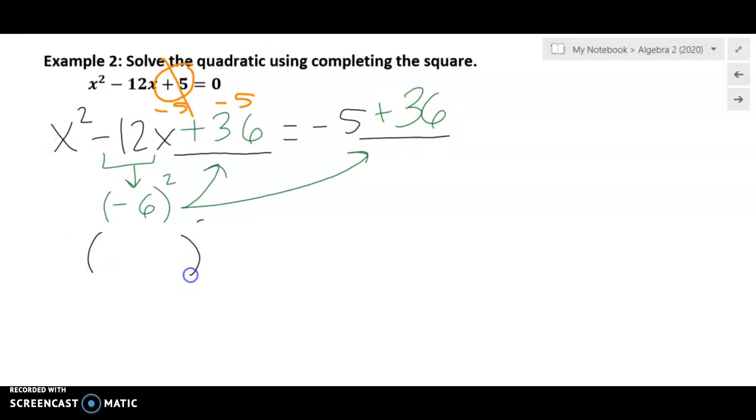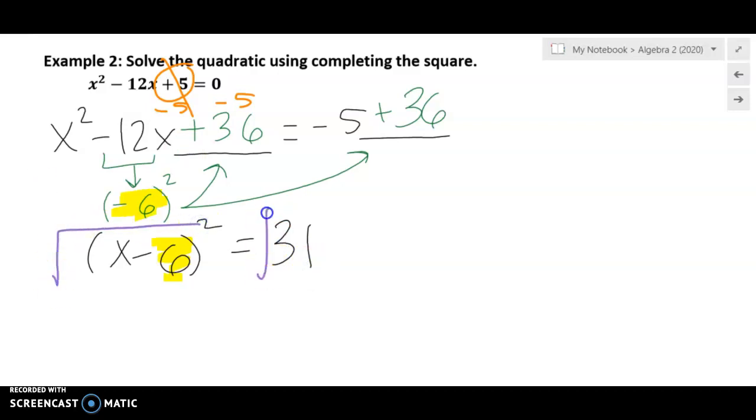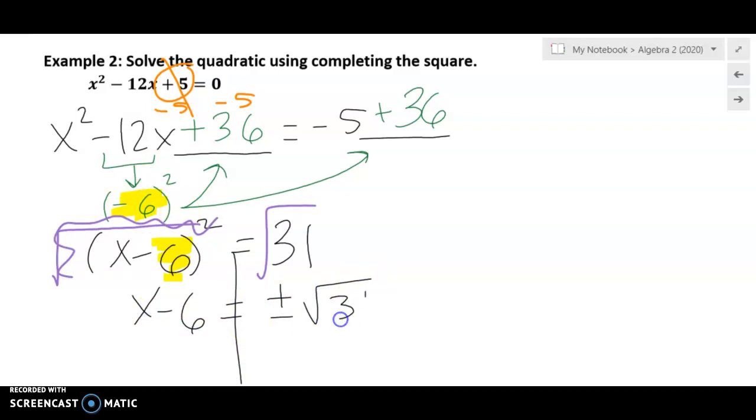When you write this, you're going to fill in this -6 into the parentheses, so you're going to do (x - 6)². -5 + 36 is going to give you 31. Now you're going to do it just like the other one. You're going to solve by completing the square. So I'm going to square root both sides. So I'm going to have x - 6 = ± the square root of 31.